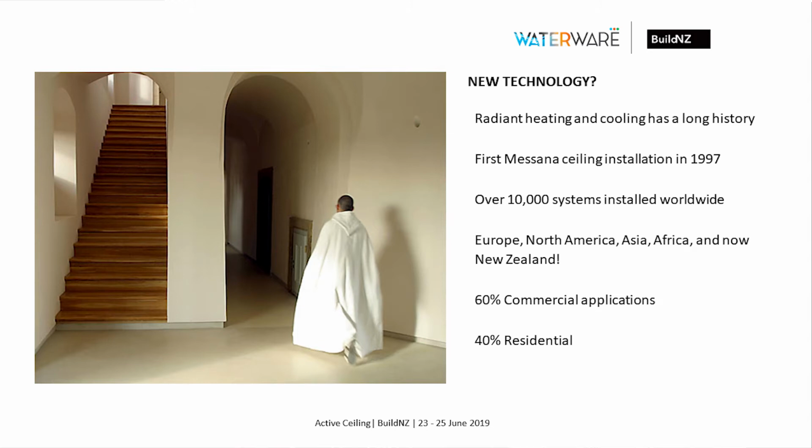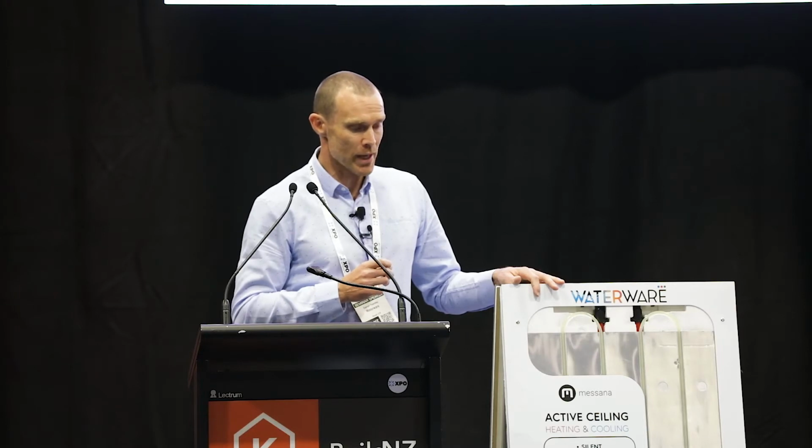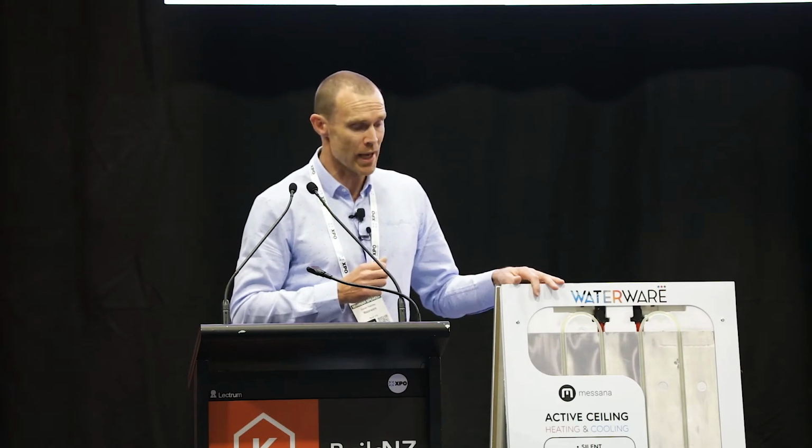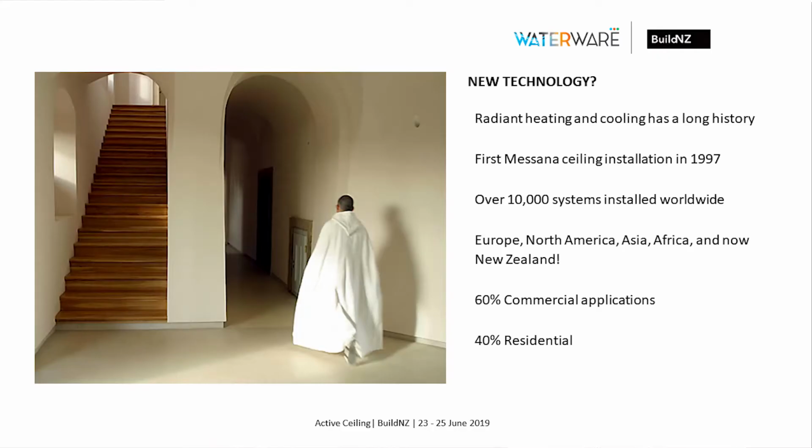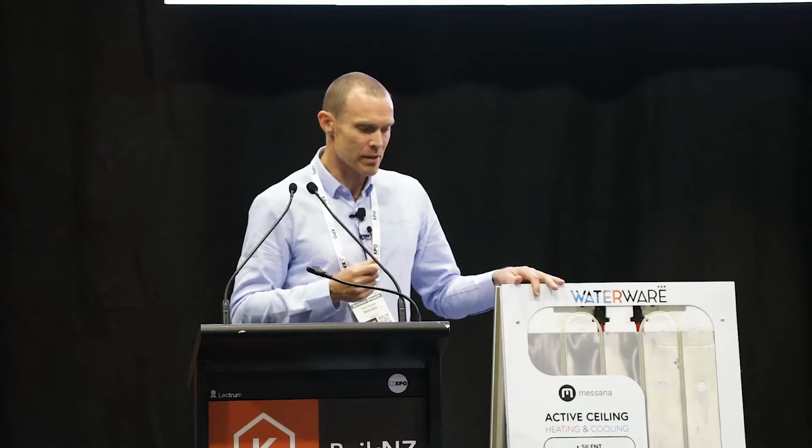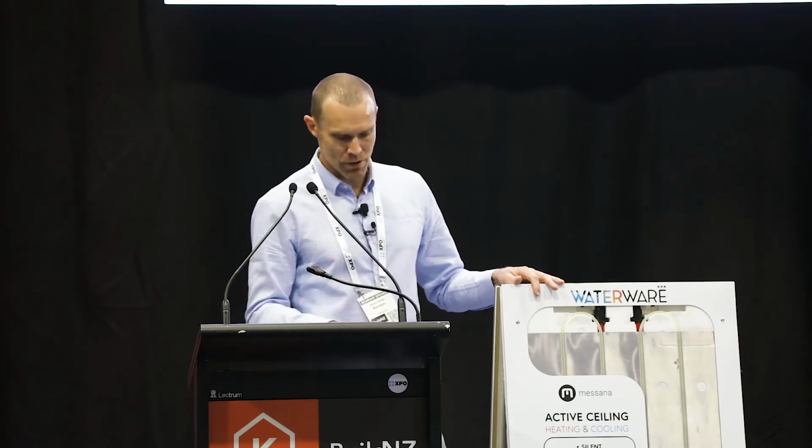Their first ceiling installation was done in 1997, so 30 years ago. There's over 10,000 systems installed worldwide, mostly in Europe, but they now also have a satellite office in California, and they're doing a lot of installations, high-end residential in California. Their general split, as a rule of thumb, is 60% commercial applications, so it'll be rest homes, hospitals, airports, hotels, schools, those types of things, and then 40% high-end residential, where we've got very demanding clients. They want a heating and cooling solution, but with zero noise, zero air movement. So maximising the comfort.